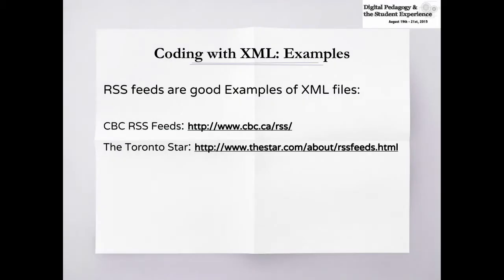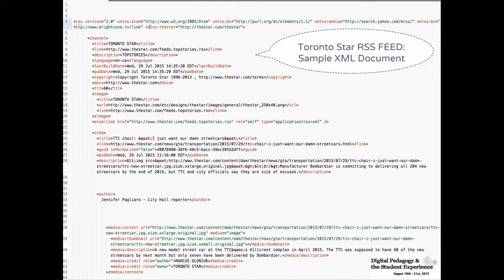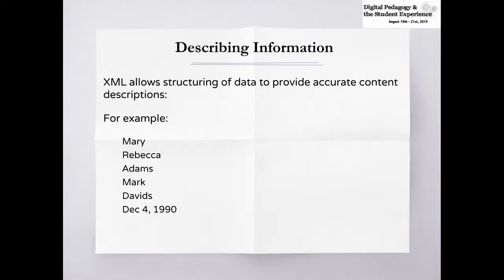RSS feeds are a good way to view XML examples. If you visit CBC RSS feeds or the Toronto Star, and I've provided the links here, you will see an example of an XML file. And when you click on one of these stories in the Toronto Star, you'll see that they're using XML to offer descriptive words for their content. For example, they're using a channel, title, last build date, pub date, copyright, and so on. And all of these are descriptions that detail what is being placed between the tags. With XML, you can structure your data and provide accurate descriptions of your content.